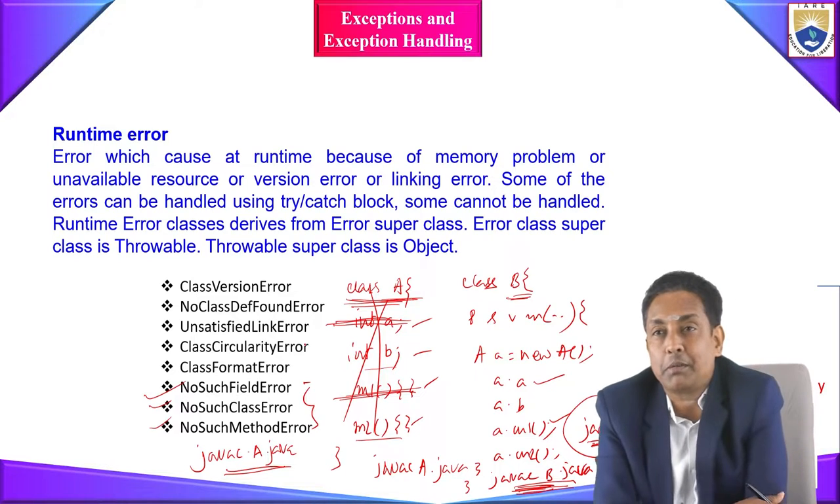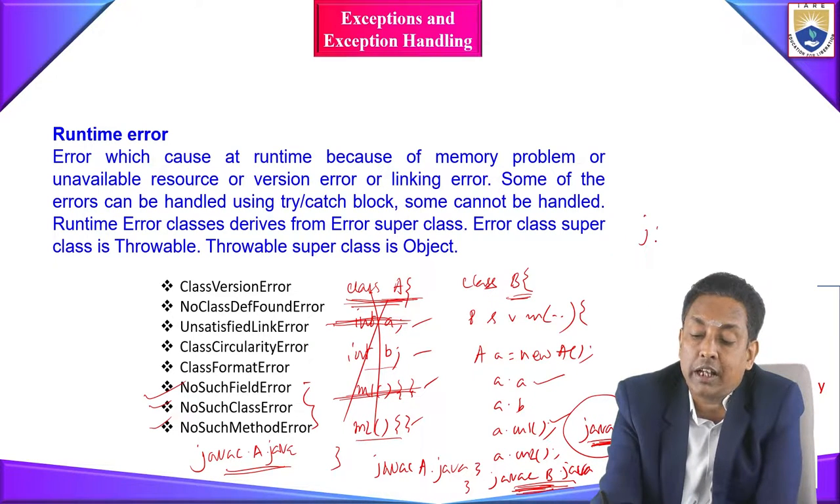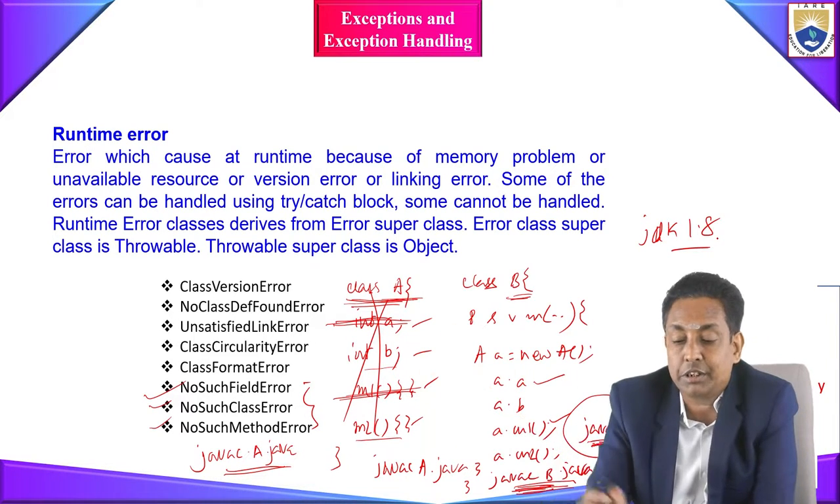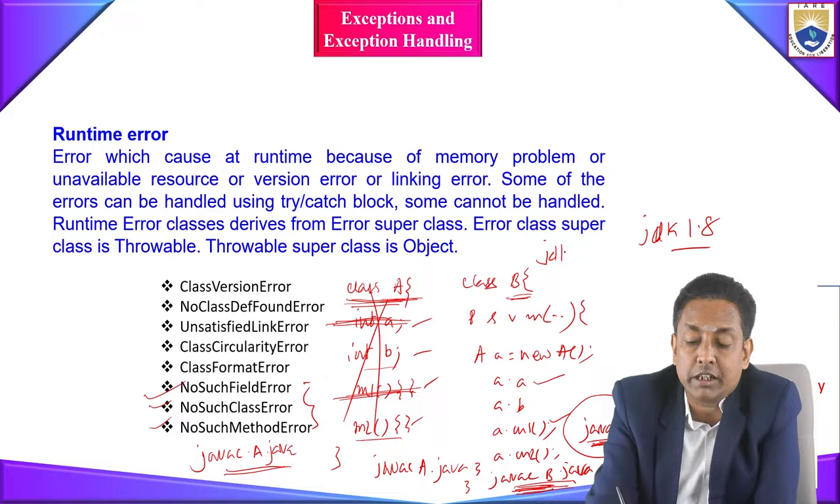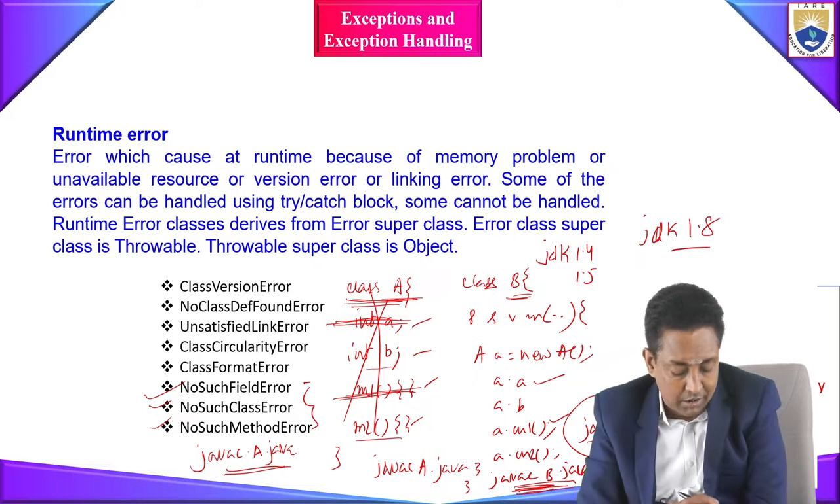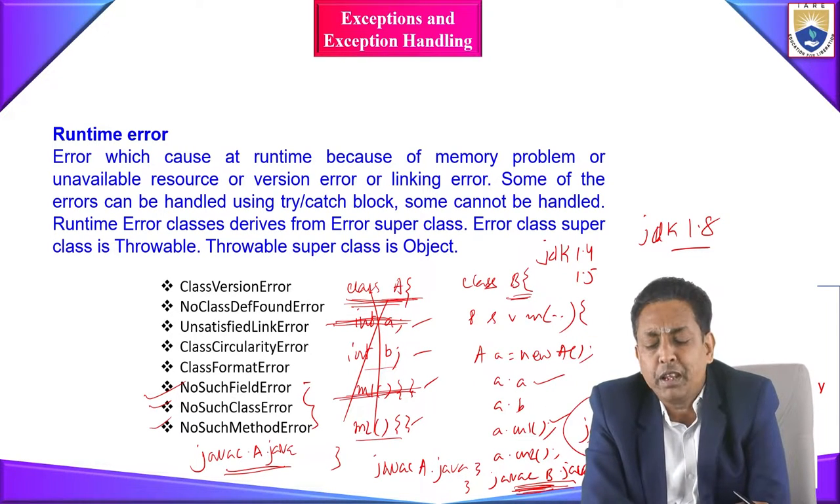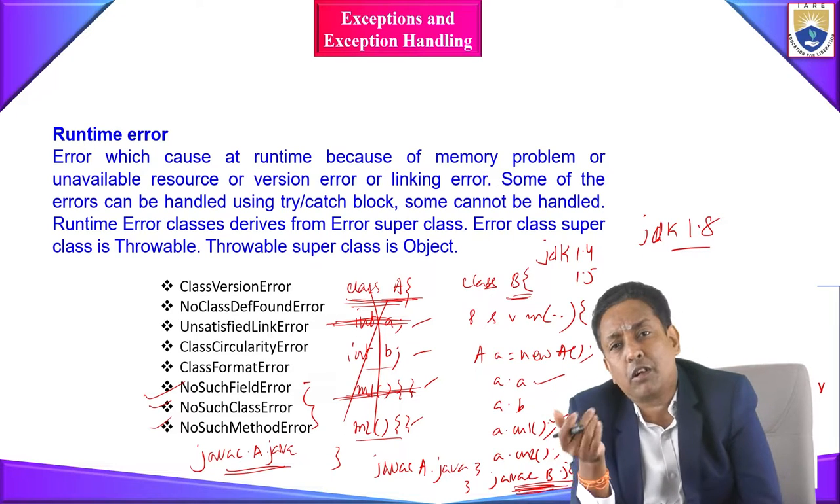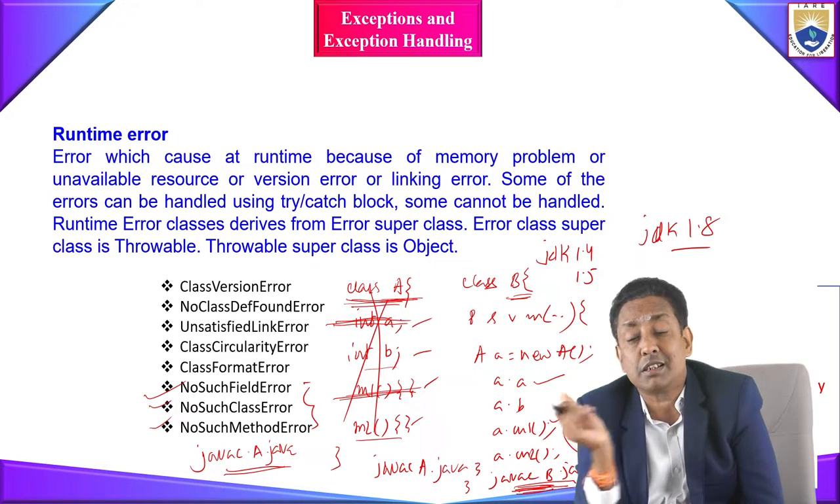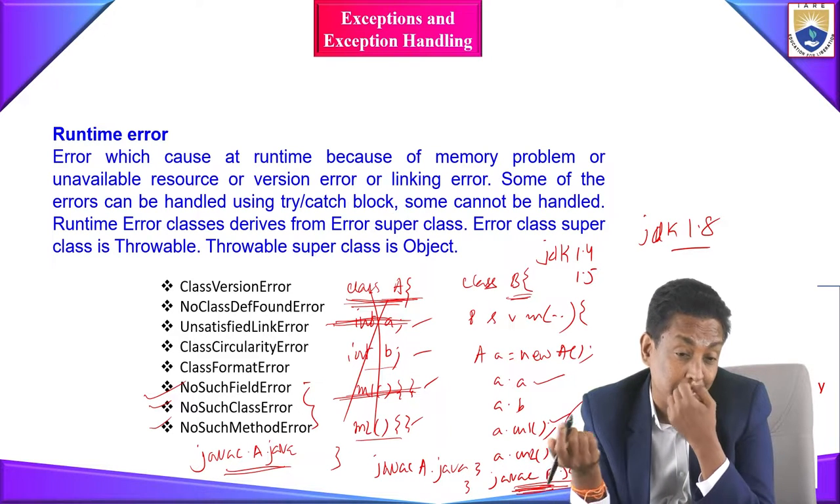And coming to the class format error. You compile a Java program on a higher version, JDK 1.8, and you run it on JDK 1.4 or 1.5. Some old projects were implemented in Java some 15-20 years ago. Still they run on JDK 1.4 or 1.5. Their application runs stable, so they don't want to change the Java.